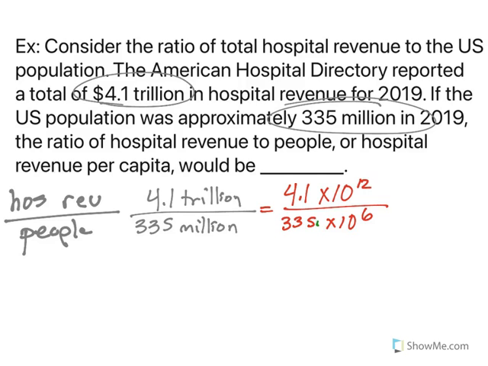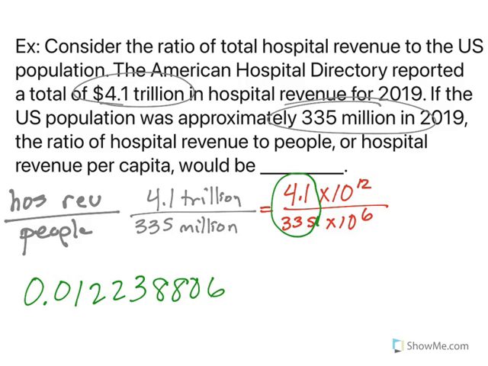So when I divide, I start with my numbers. I'm going to take 4.1 divided by 335. That gives me 0.012238806. I just took all the decimal places in my calculator. Then 10 to the 12th divided by 10 to the 6th. Well, same base, we subtract the exponent. So 12 minus 6 is 6.